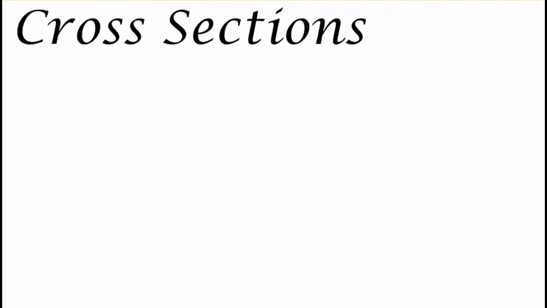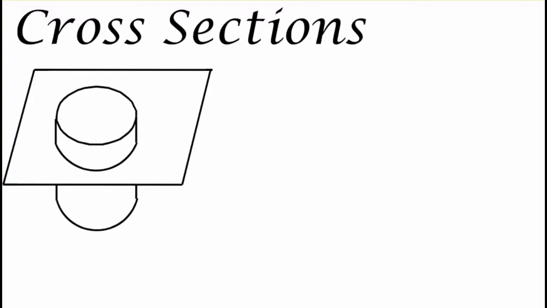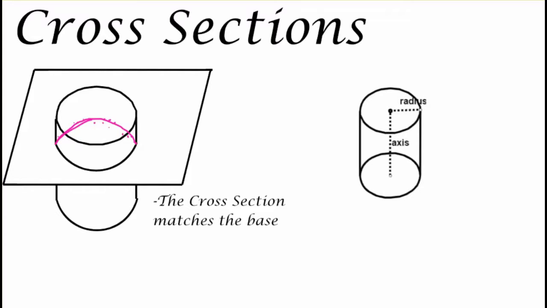As we move on to cross sections, we literally think about taking a slice out of a 3D prism. So taking a look at my cylinder, if this plane, rectangular plane, cuts through my cylinder, what shape is created? What does my cross section look like? As I indicated here with the dots and then the solid pink line, my cross section will be a circle, namely because the cross section matches the base because it is parallel to the base.